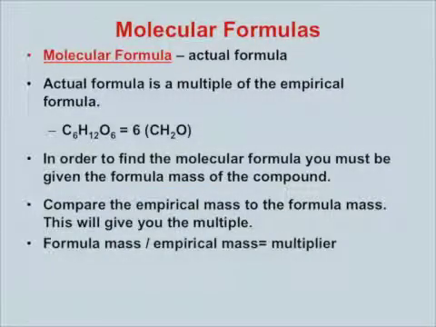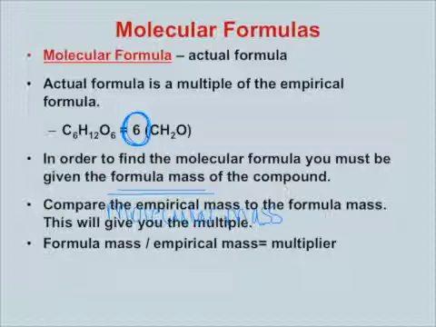All right, to compare the two, you'll take the formula mass and divide by the empirical. So F over E, formula divided by empirical, and that gives you the multiplier. Now when I say multiplier, I mean this number right here, okay? You're going to multiply the empirical formula by some number to get the molecular. Let's do a couple of examples. Let me erase all this.